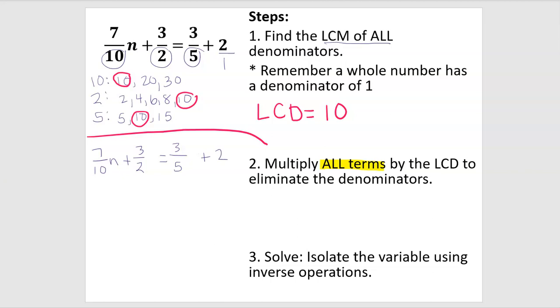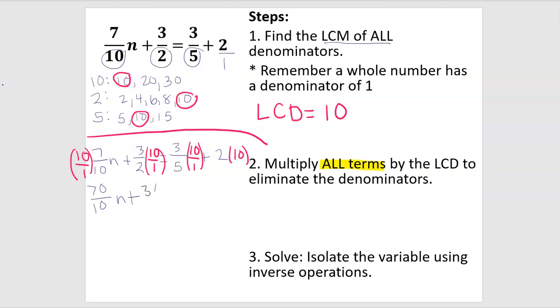Okay, so I'm going to go ahead and multiply all of these by 10, okay? This times 10, this times 10, all of them by 10 over 1, all these whole numbers. Okay, now once I multiply them out, I'm going to say, okay, 10 times 7 is 70, 10 times 1 is 10, so this is 70n.